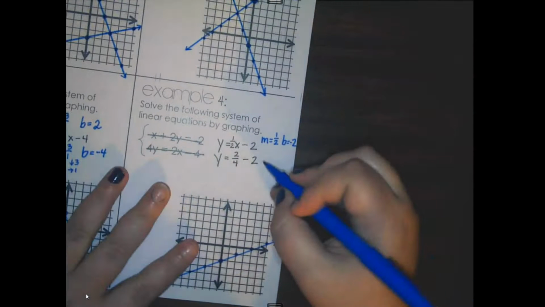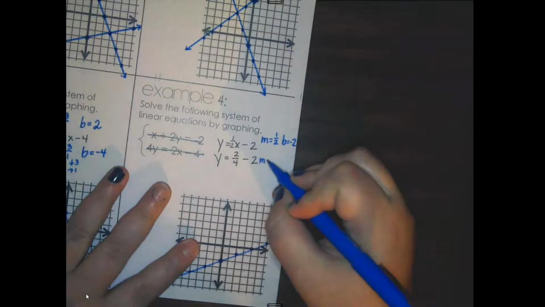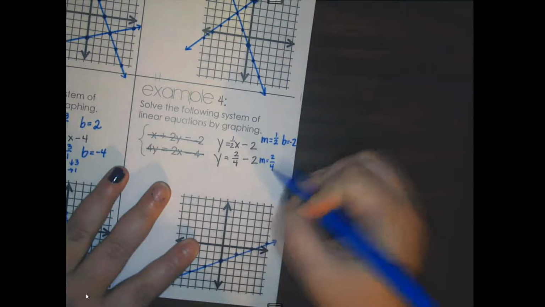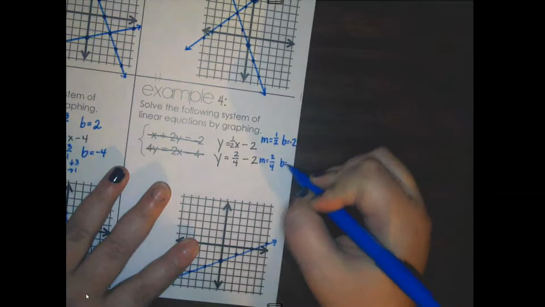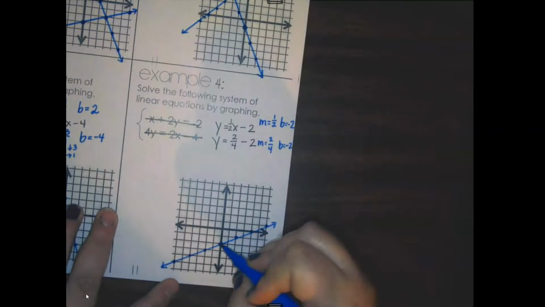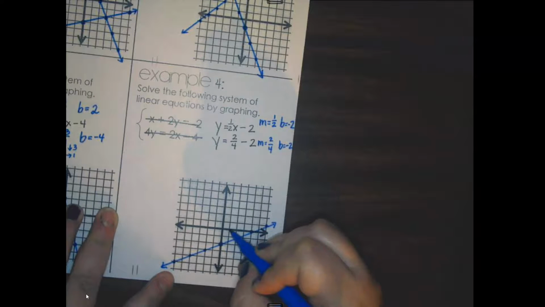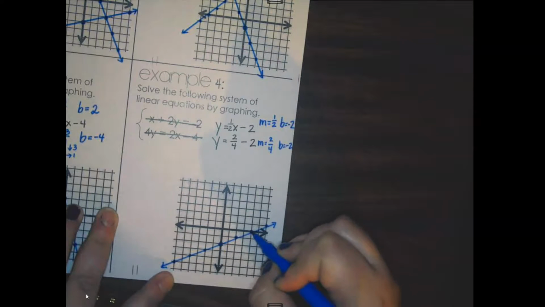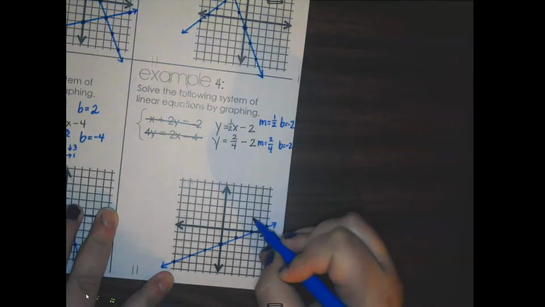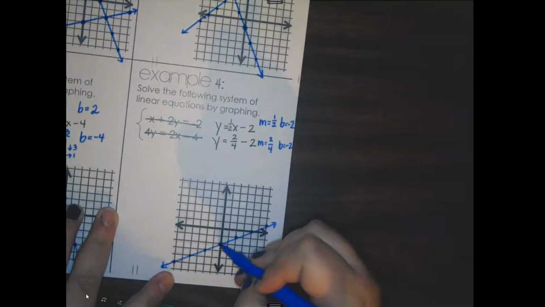Alright, hopefully you've gotten that down. For the second one, I have a slope of 2/4 and a y-intercept of -2. Okay, so I'm going to start at the same spot. I'm going to rise 2, run 4. 1, 2, 3, 4. Rise 2, can't do that, so I'm going to go back to my original point.